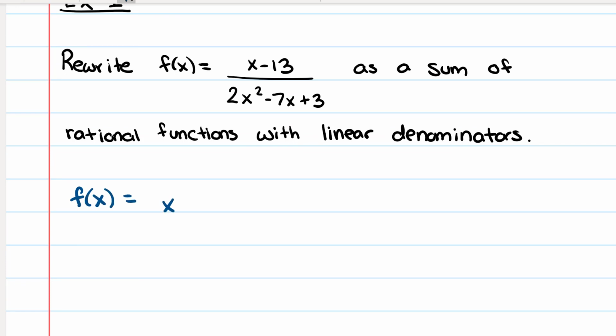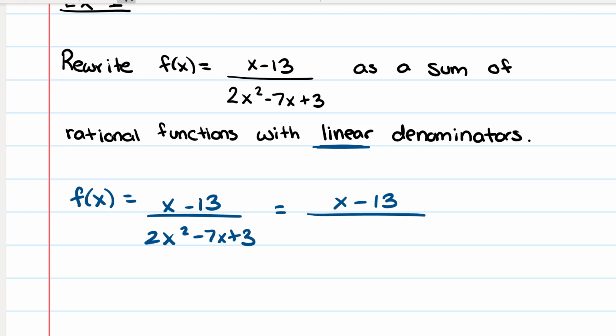So the first thing I do is I rewrite it. And then what you want to do is go ahead and factor everything, so everything is linear if you can help it. So the numerator is already linear. Linear just means that the power is 1 where the x is. And then my denominator, it's going to factor to make 2x minus 1 and x minus 3.